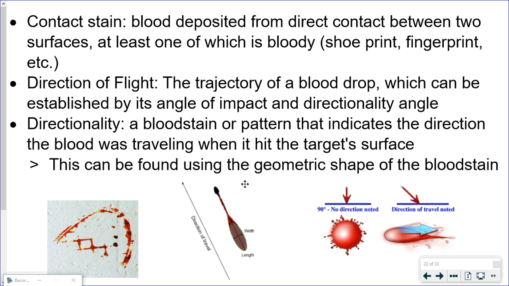Whereas directionality just indicates the direction that blood was traveling whenever it hit the surface, but it does not include that angle of impact. So that's the difference between direction of flight and directionality. And directionality can be found simply using the geometric shape of the blood stain. If it is dropped straight down, it is going to be more circular, versus if a blood drop comes in at an angle, it will have that elongated tail indicating the direction of travel.